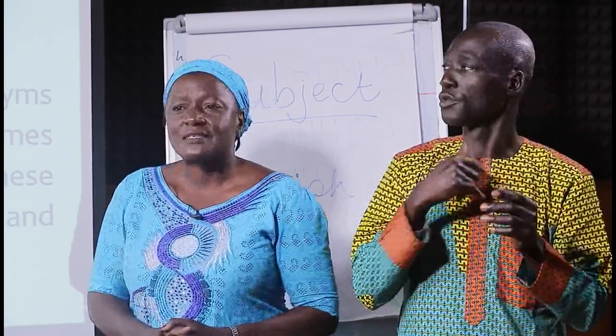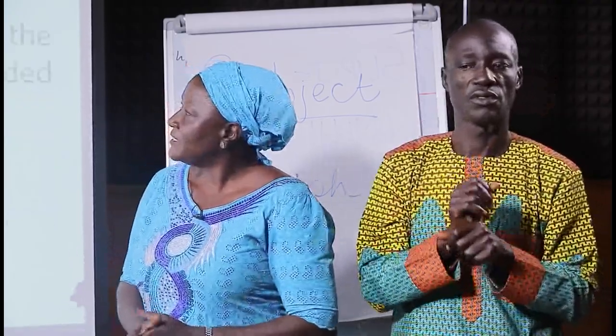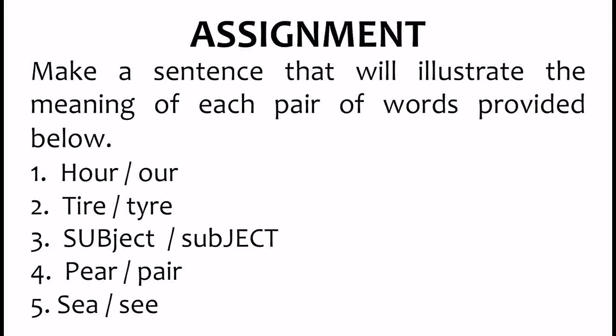So we'll move on to our assignment. It says, make a sentence that will illustrate the meaning of each pair of words provided below. Number one, hour and our, H-O-U-R and O-U-R. 2, tire and tyre, T-I-R-E and T-Y-R-E.